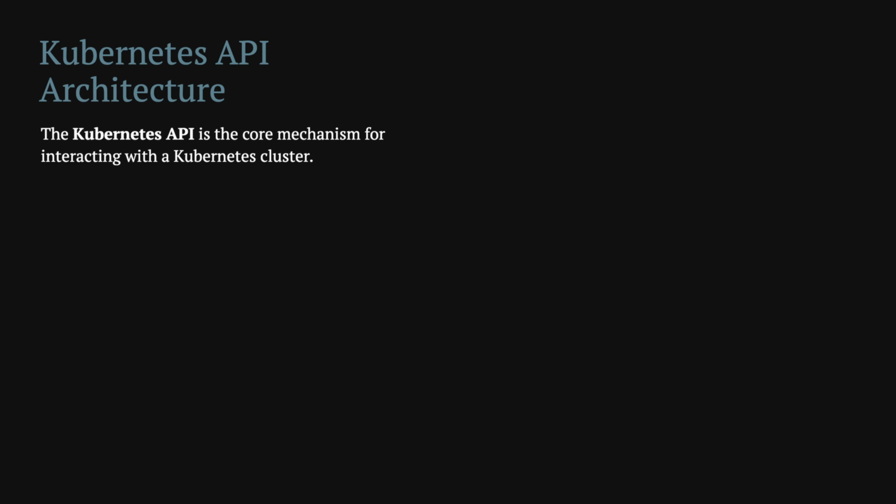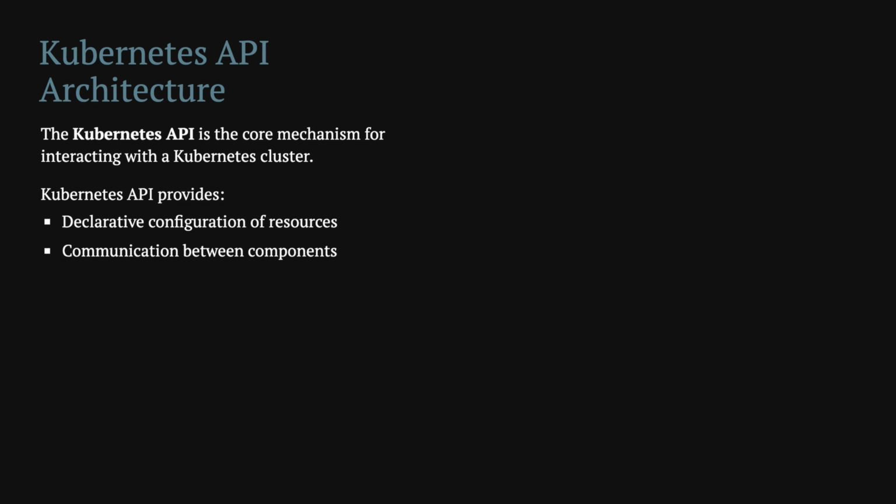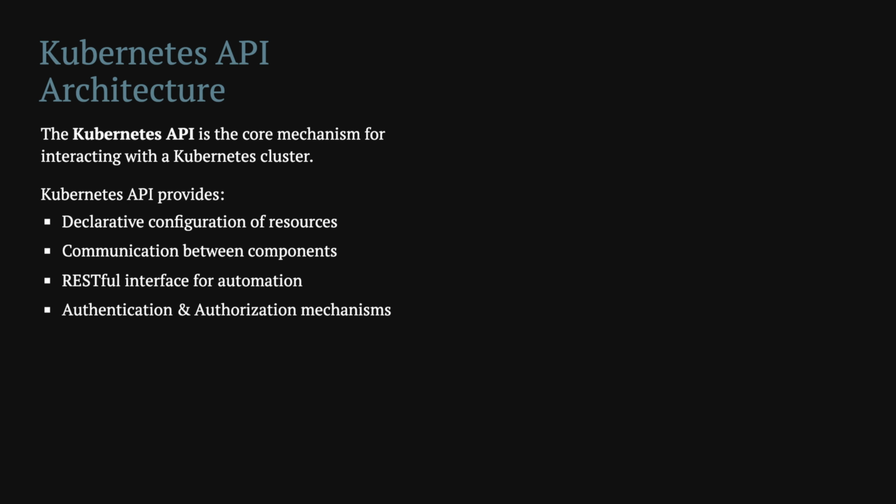The Kubernetes API is the core mechanism for interacting with the Kubernetes cluster. It provides several key functionalities: declarative configuration of resources, communication between components, RESTful interface for automation, authentication and authorization mechanisms.